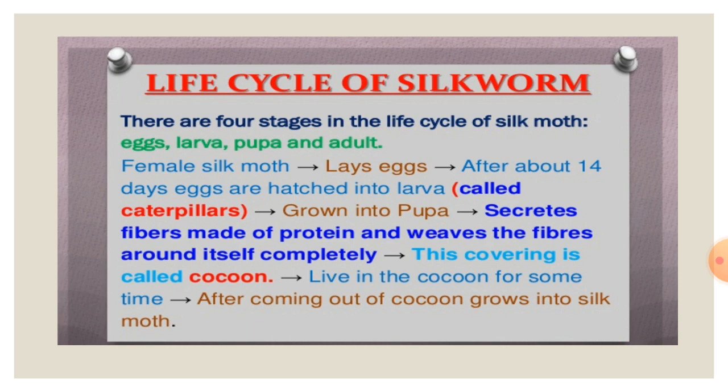Now these larvae grow into pupa, the third stage, in which it secretes fibers made of protein and weaves the fibers around itself completely. This covering is called cocoon. These pupae live in the cocoon for some time, and then after coming out of the cocoon, they grow into silk moths. This was, in short, the life cycle of the silkworm, covering all four stages: eggs, larva, pupa and adult.